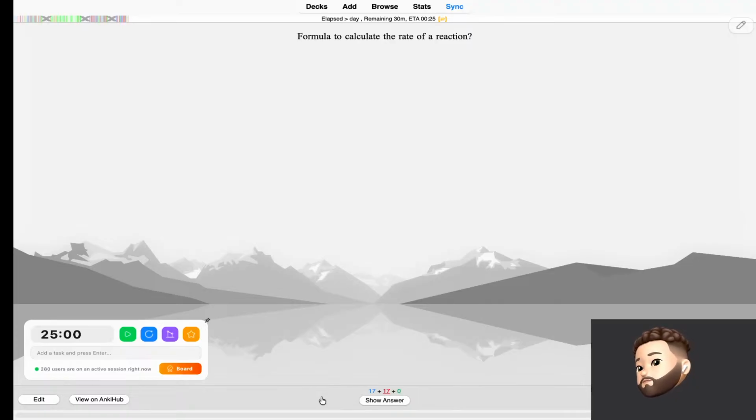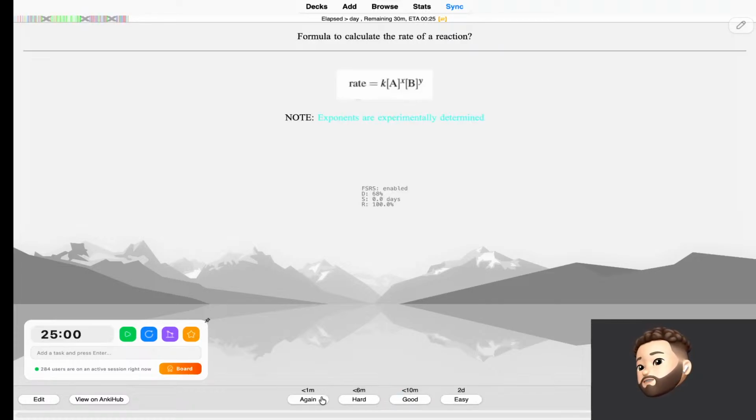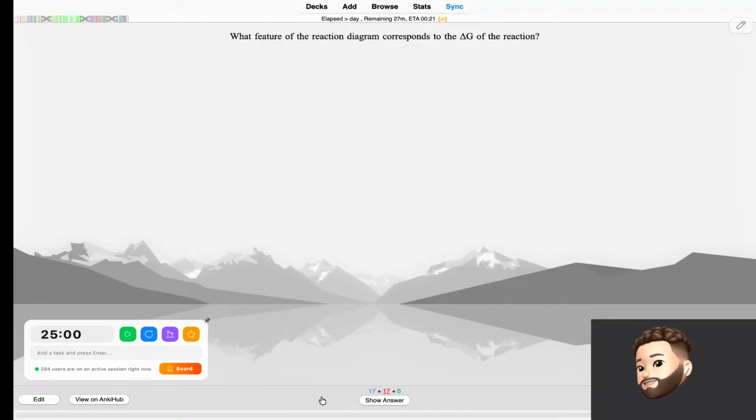Formula to calculate the rate of a reaction. K is equal to A E to the power of negative activation energy divided by RT. Brother. Oh my god. I was thinking the rate constant.